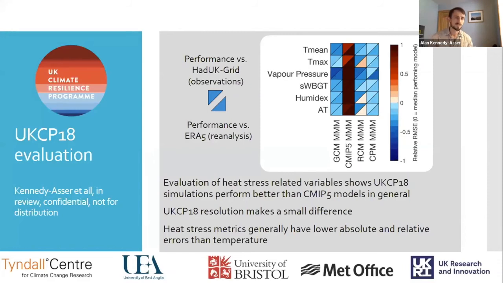So our first objective, as I said, was doing this evaluation of UKCP18. This is an example of one of the figures from our paper in review. This is just a subset of it, and it's the same format as what you might have seen in an IPCC report. We've taken 6 different climate variables and heat stress metrics, which are shown on the y-axis there, and we've looked at the relative error across the whole of the UK, the root mean square error, for those 4 subsets of UKCP18 that I mentioned previously.